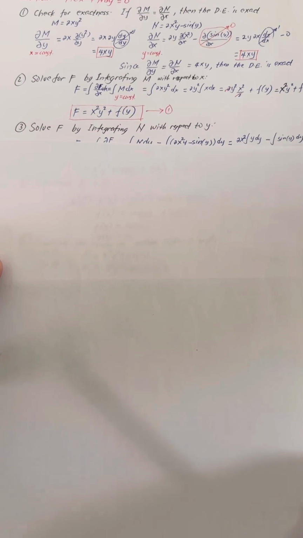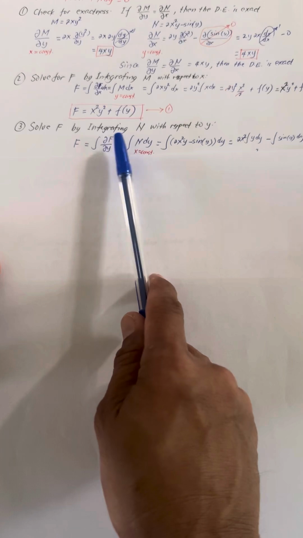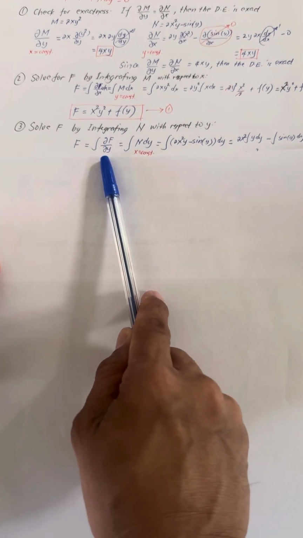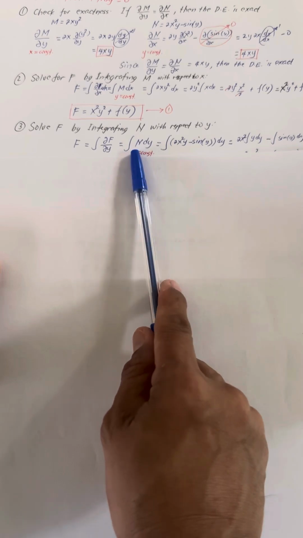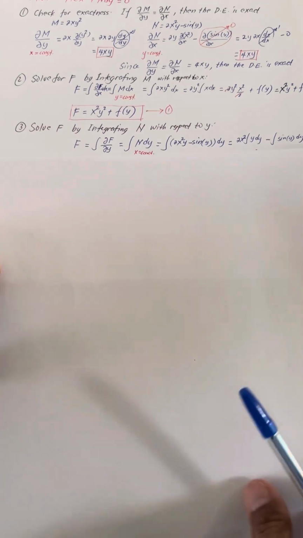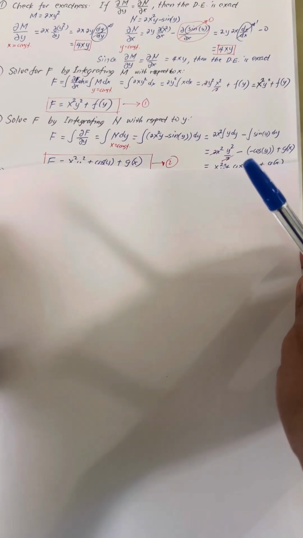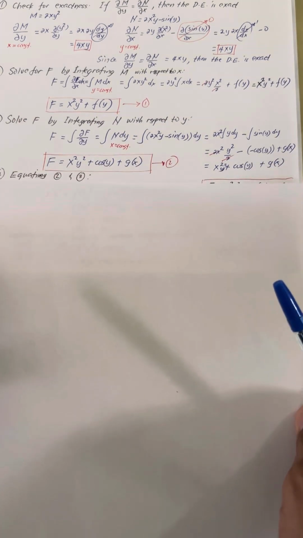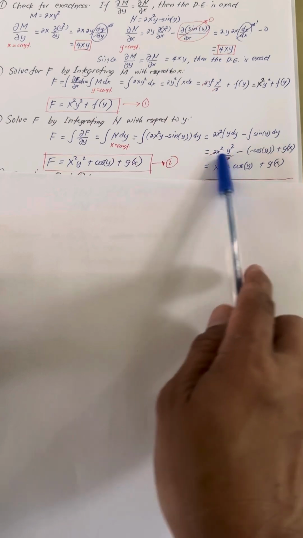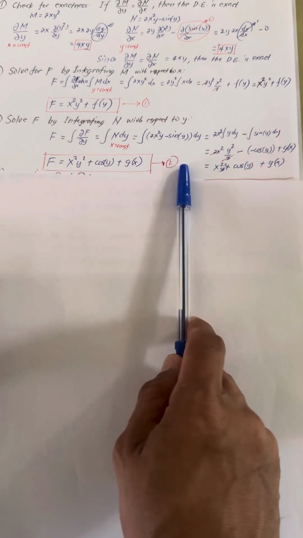So step number 3, again, we have to solve for f, but this time we have to integrate N with respect to y, holding x as constant. So f is equal to the integral of the partial derivative of f with respect to y, or equal to the integral of N dy, x constant. Okay? So we have this result after we do the integration. So this is the result after our integration of y. So we have here f equal to x squared y squared plus cosine y plus g of x. This is our equation 2.